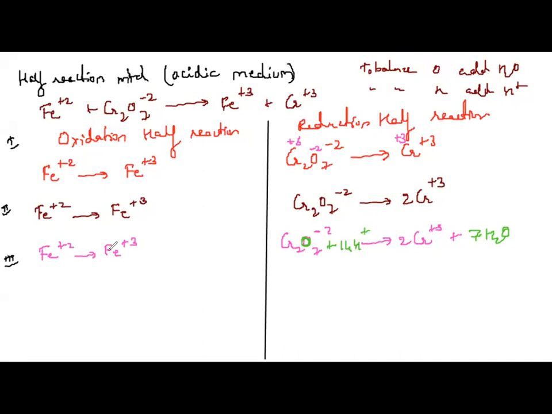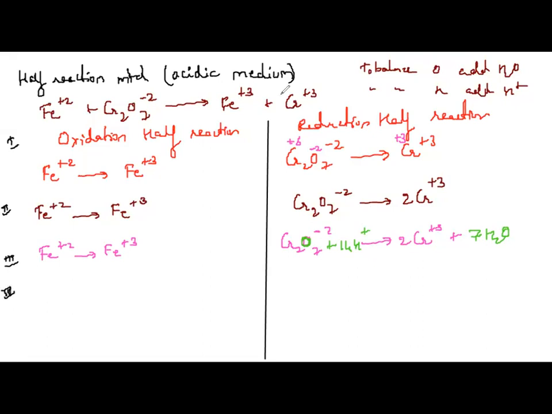Understood? Here there is no question, only because there are no hydrogen and oxygen. So to balance oxygen on the left hand side, on the right hand side I wrote water, that many in number. Now when I wrote water molecules, I have to balance hydrogen. So 7 twos are 14, 14 H plus I have written. Okay, next step. The fourth step is balancing of electrons.